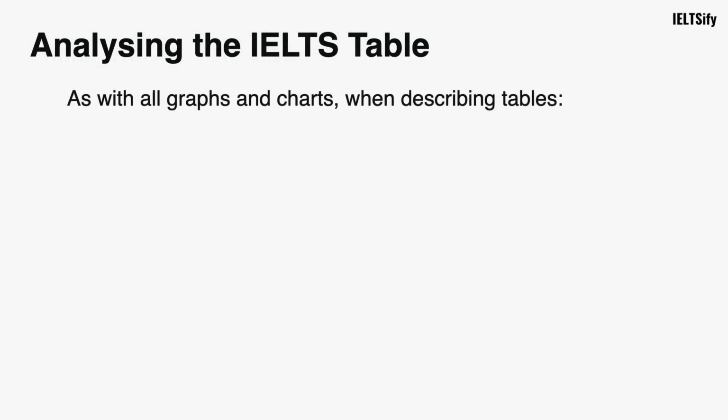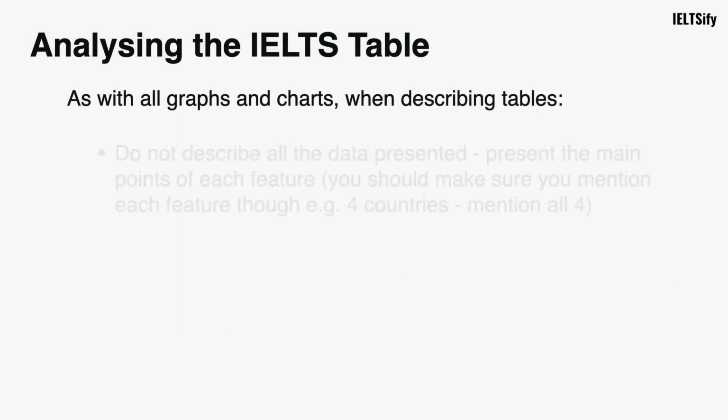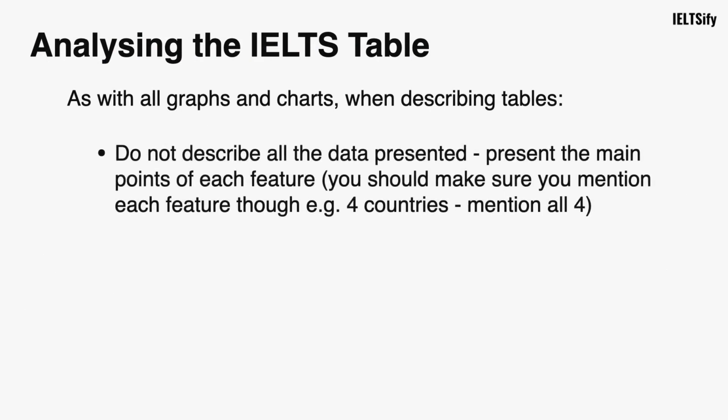So when you're analysing tables, there are certain things you should do, as with all graphs and charts. You shouldn't describe every single piece of data presented, just present the main points of each feature. You might not be able to describe everything anyway, because there might be too much there. However, you should make sure you mention each feature. So for example, if there are 4 countries, you should mention all 4 of them, even if you say very little about one, because there's not much information.